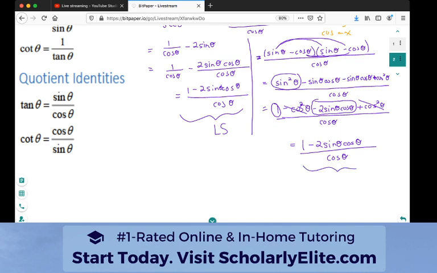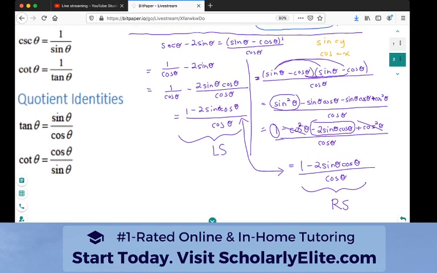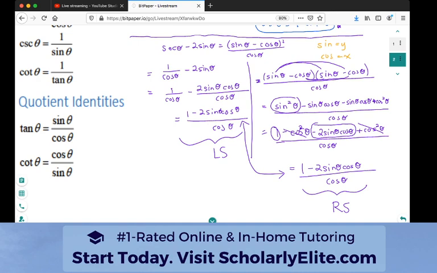And lo and behold, my left side is now equal to my right side. Okay? So I'm going to leave that up for a second and just kind of reiterate some of the main strategies that we use to solve this.